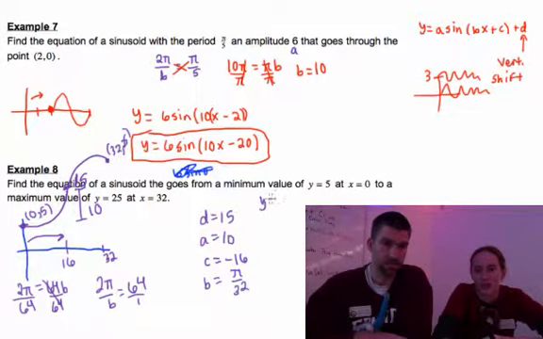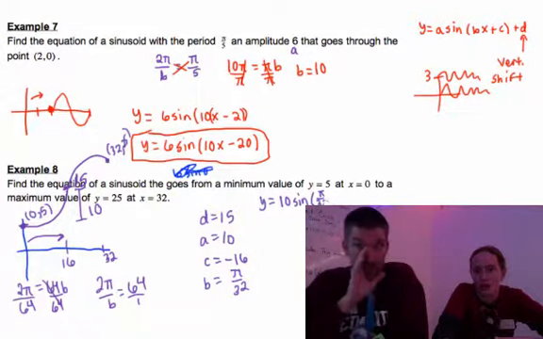Let's write out our sinusoid now. We've got y equals A sine B, and we saw in the previous example we need to open up parentheses.